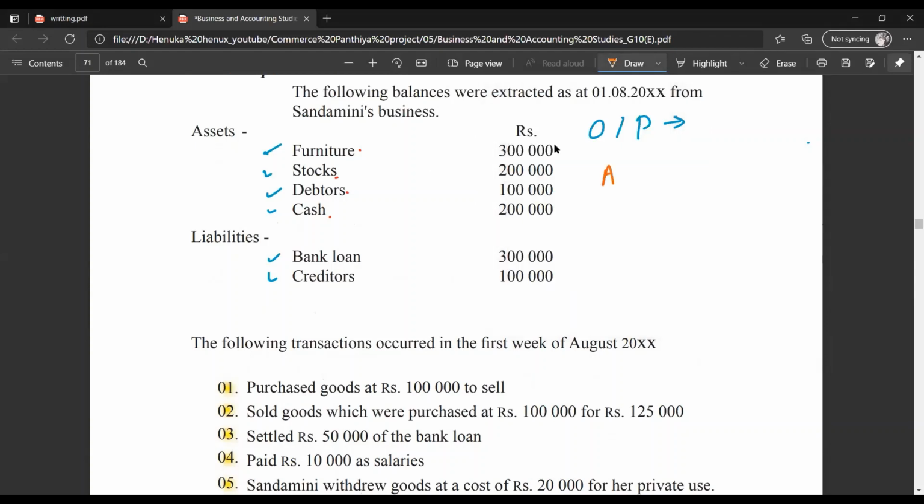So assets equals equity plus liability. So they have only given the total number of assets and liabilities. So according to this, they have 400,000 of total liabilities plus 800,000 of, yes, am I right? Yes, 800,000 of assets.